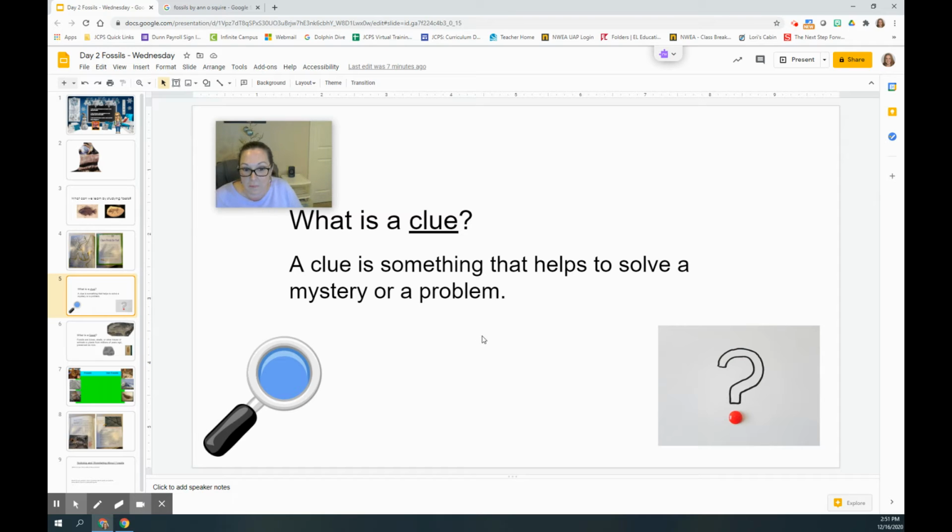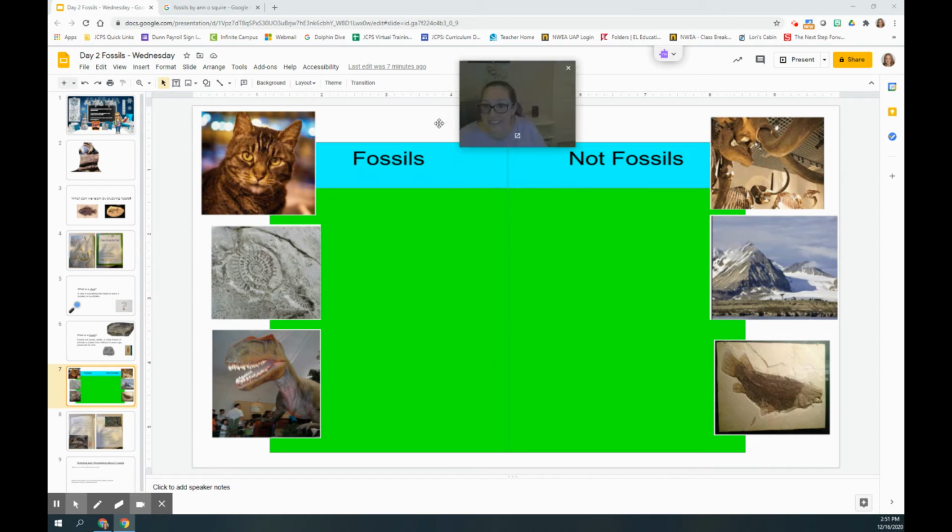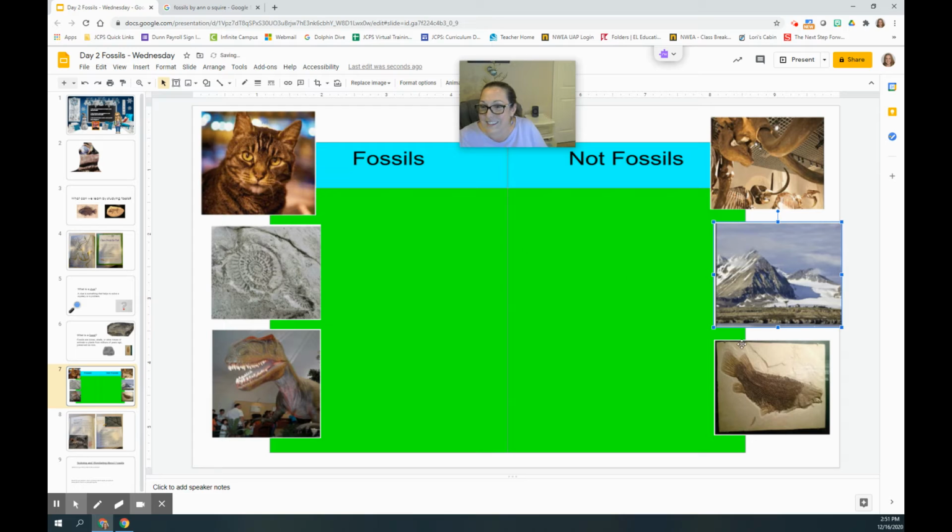or a problem. So today, the first thing you're going to do, you have this slide in your assignment. You are going to sort these pictures based on whether you believe they are fossils or not fossils. Not fossils is another way of saying non-fossils. So like you will take this picture here and you will decide, is this a fossil or is it not a fossil? And you will drag it to the correct column. So I've got 6 different pictures I want you to categorize. Okay.